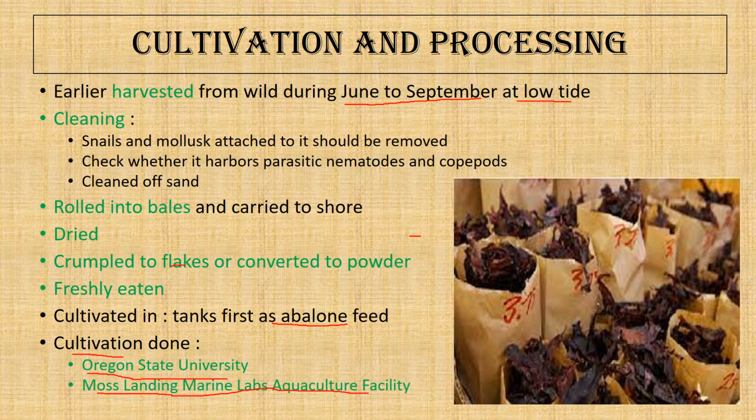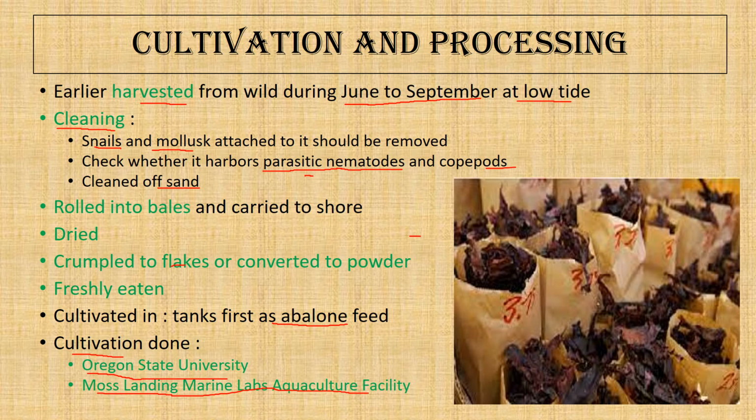But if it is harvested from the wild, which is most often the case, then it should be properly cleaned, because we have a lot of snails and mollusks that remain attached to it. And sometimes the Palmaria also harbors parasitic nematodes and copepods. So we have to clear the dulse of its animal origin substances, especially the mollusk, snail, nematode, and copepod. And at the same time, we also have to clean the sand off the Palmaria or dulse.